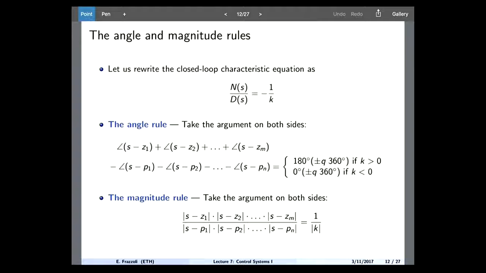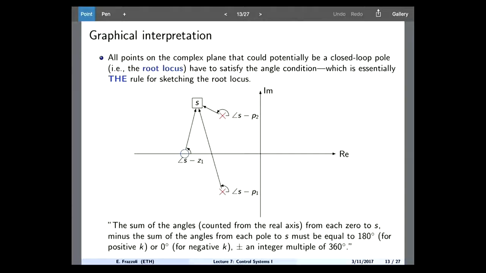Okay, so in an ideal world, this is all you need to know about the root locus, because really, in order to draw this root locus, you only need to know these two rules. But let's see what they actually mean more in practice.